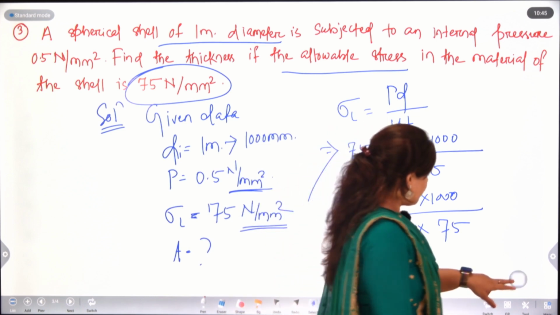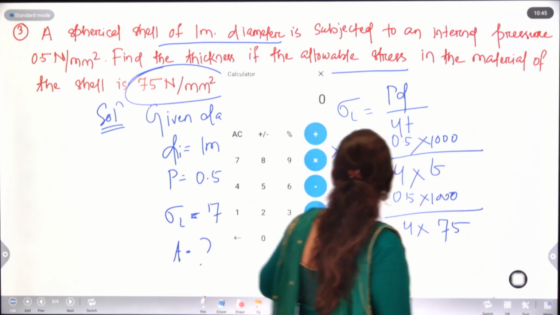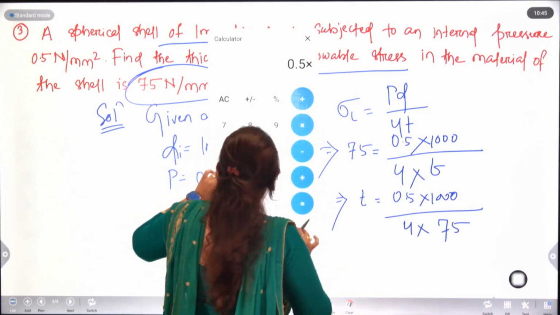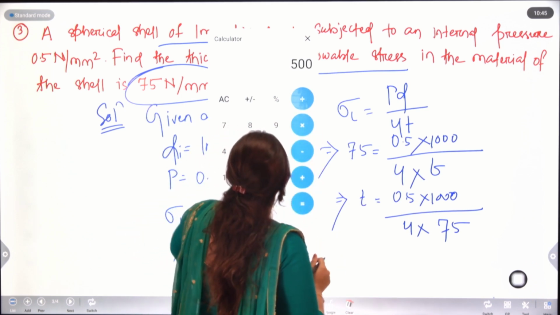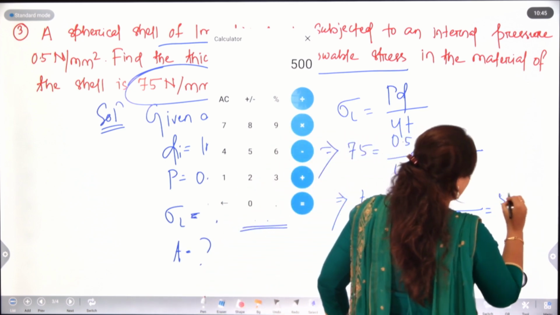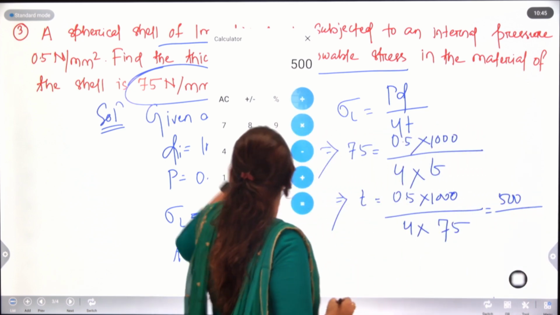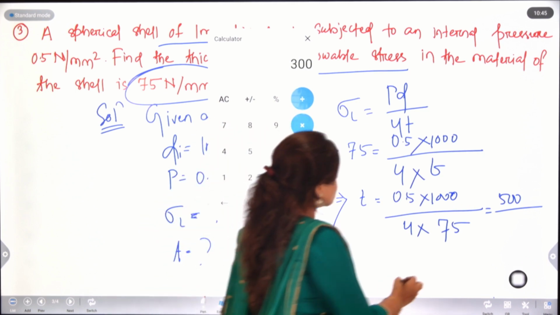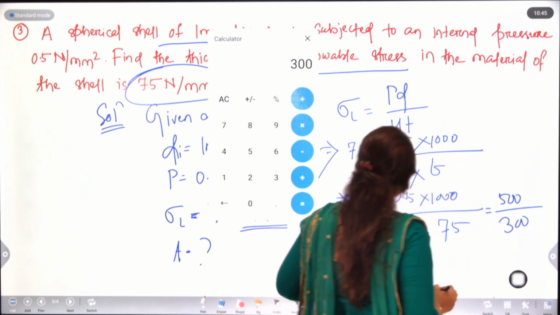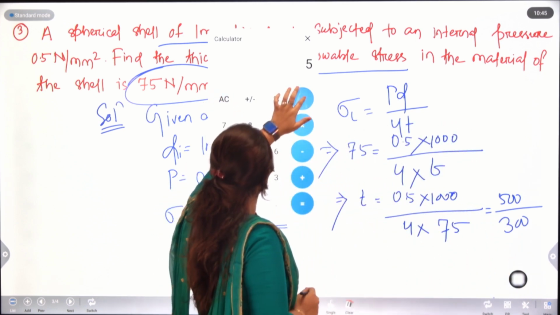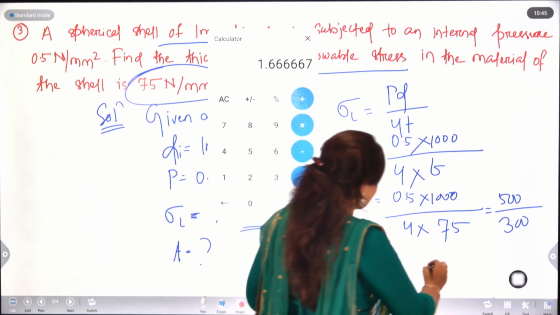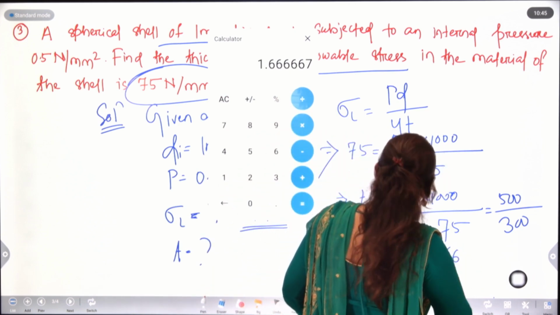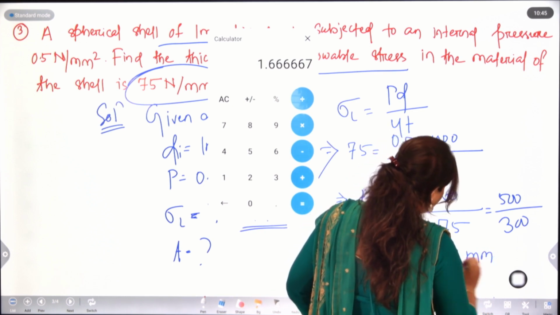So now by using the calculator, if you do have a scientific calculator, you can directly calculate. What we have is 5 by 3. So the thickness of the material is 1.66 mm.